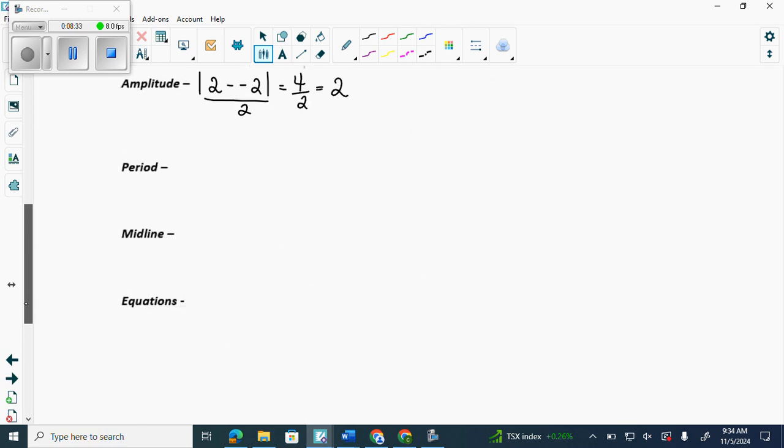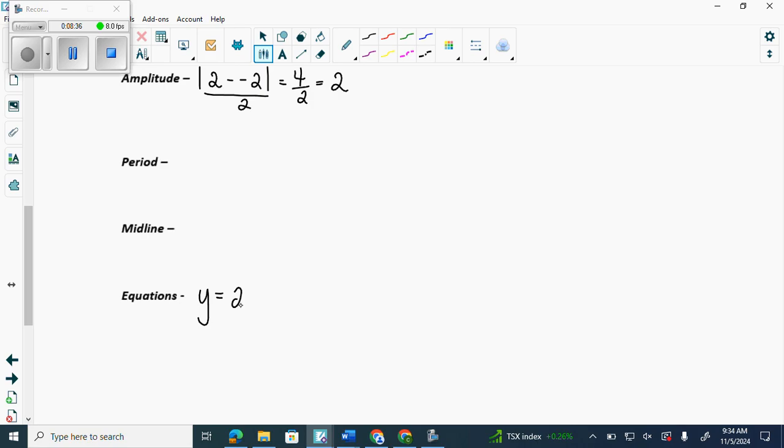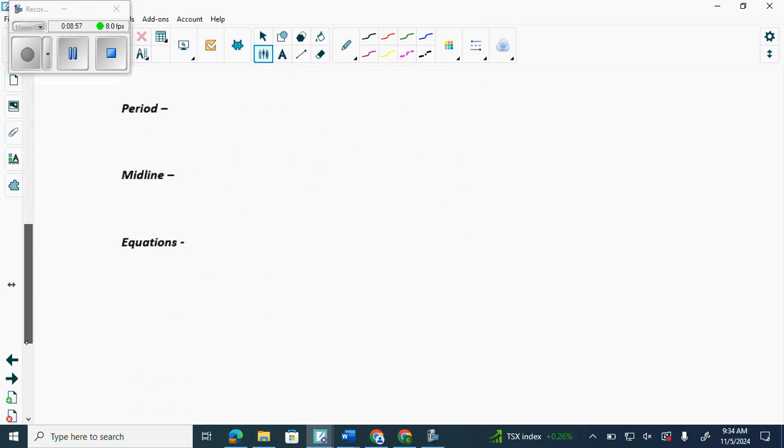This one has an amplitude of 2. So we're going to get y equals 2 sine. Y equals negative 2 sine. Y equals 2 cos. Y equals negative 2 cos. Then we're going to flip over again, and we're going to do this for each one. This one has 2 again, so y equals 2 sine. Y equals negative 2 sine. Y equals 2 cos. Y equals negative 2 cos.